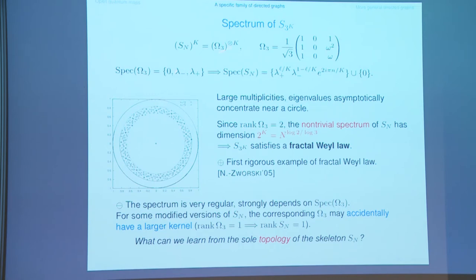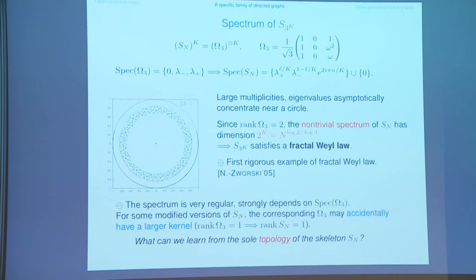Okay, and lambda minus and lambda plus are non-zero here for this matrix. You can check. So for this very simple, very specific model, you find such a fractal value, and you know exactly how the eigenvalues are distributed because you have explicit expressions. So it's really a nice toy model. It was the first example where we had a rigorous proof that we had this fractal law.